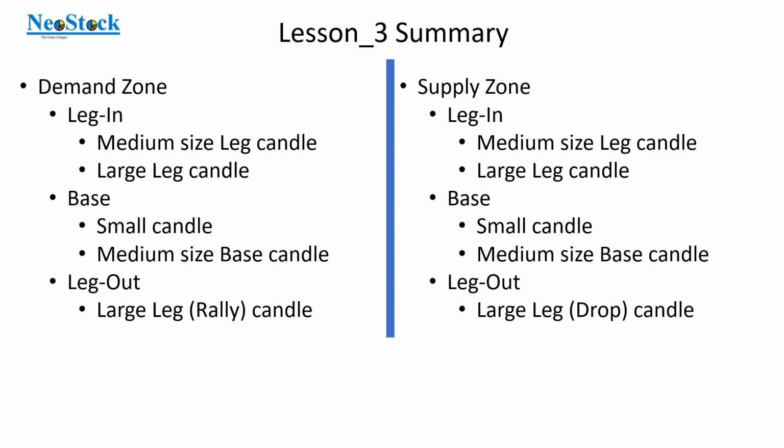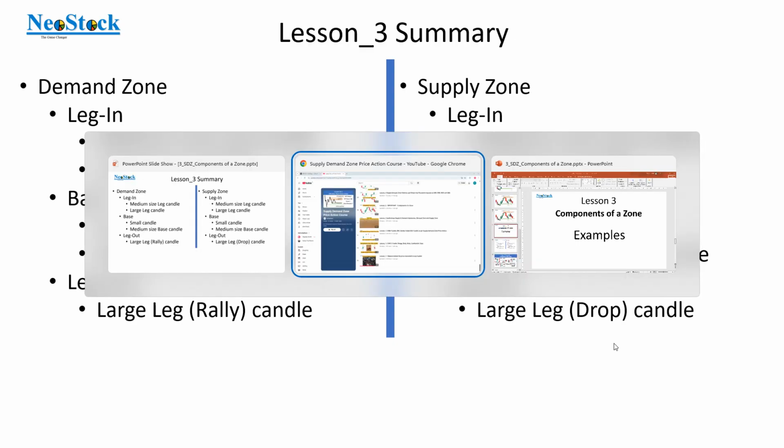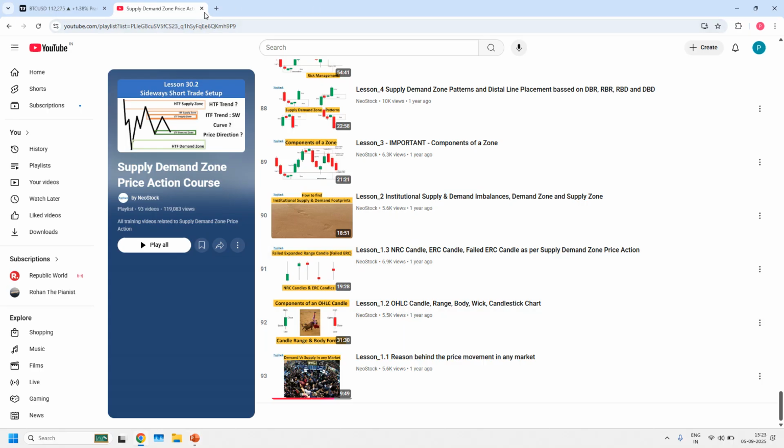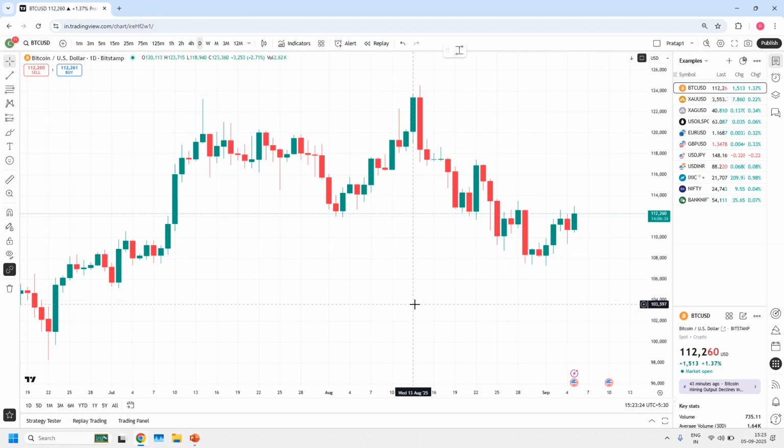So if you have completed lesson 3, now let's focus on the lesson 3 examples in different charts related to crypto, commodities, Forex, and some other indices. International indices we will also use, along with Indian indices, Nifty and Bank Nifty. So in any chart, you will find these three components for identifying demand and supply zones. First, let's start with Bitcoin. This is a Bitcoin chart.